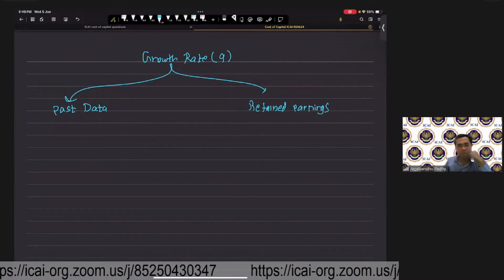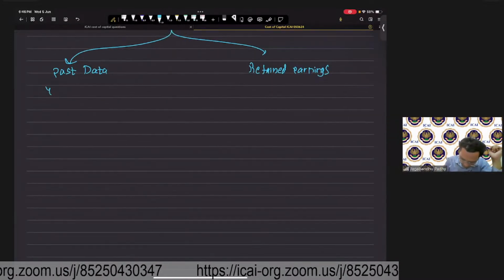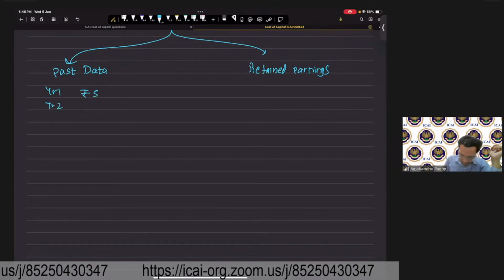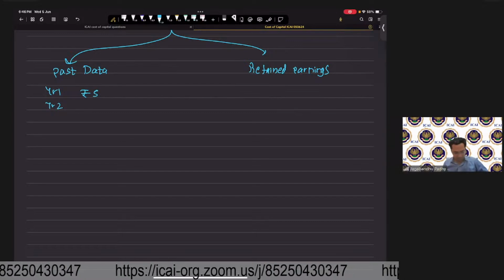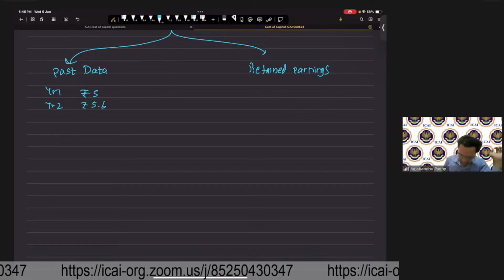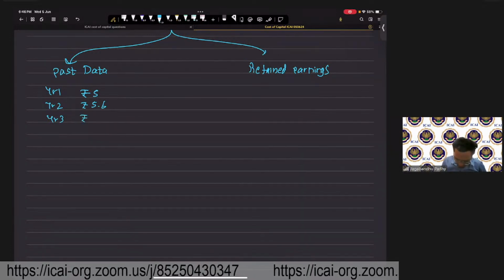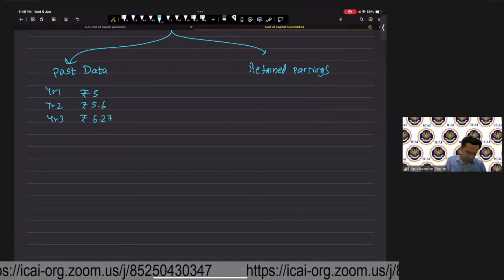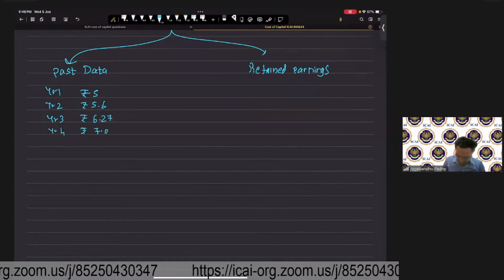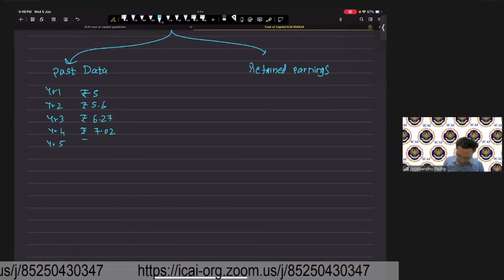Now, how do you know the growth from the past data? Let us say, if I tell you, in the first year, the dividend that was paid was rupees 5. When we went to the second year, the dividend that was paid is, let's say, 5.6. Then in the third year, the dividend amount was 6.27. Then in the fourth year, the dividend amount is 7.02. And then in the fifth year, you observe that the dividend is 7.87.